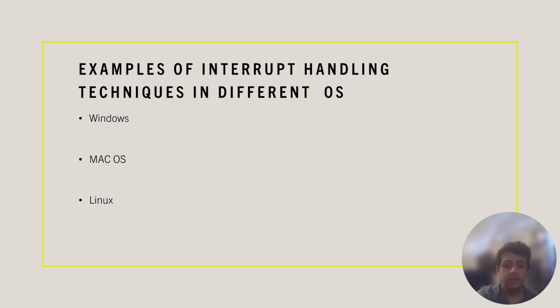Our next topic is examples of interrupt handling techniques in different operating systems. Operating systems manage interrupts to ensure that the system responds quickly to important tasks, like pressing a key on the keyboard or receiving network data. And here we have different examples of how different systems handle it.